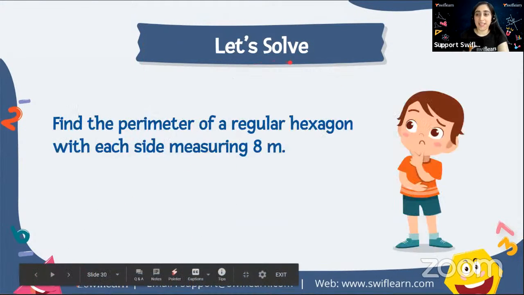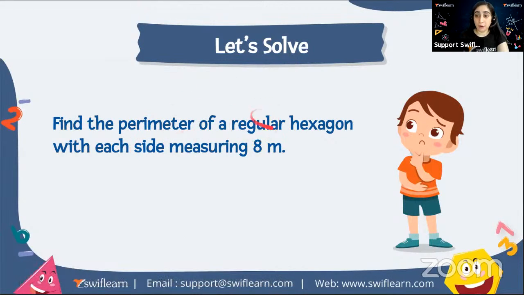Let's solve. Find the perimeter of a regular hexagon. It's already saying it's a hexagon with each side measuring 8 meters. So how do we find the perimeter? Do I know what a hexagon is? Yes, I know how many sides there are in a hexagon. A regular hexagon has 6 sides. This is what I know. I know 6 sides, and each side is 8 meters long.